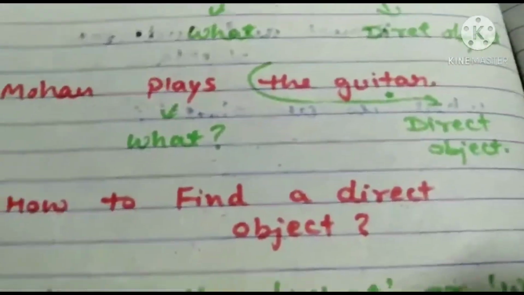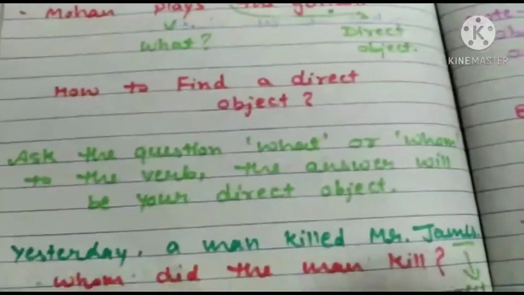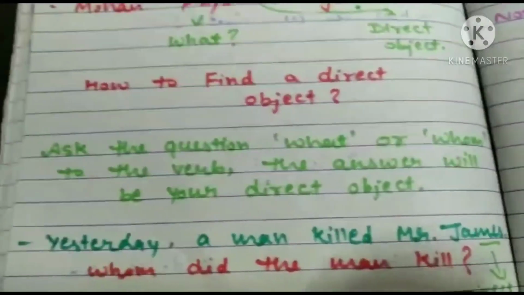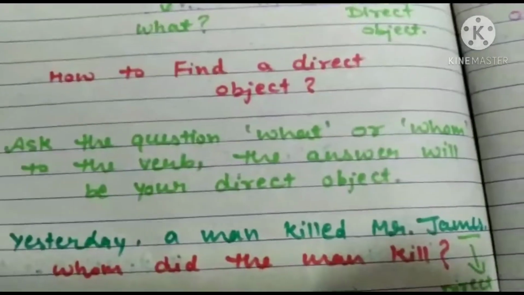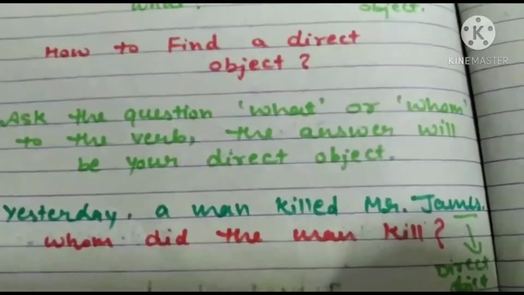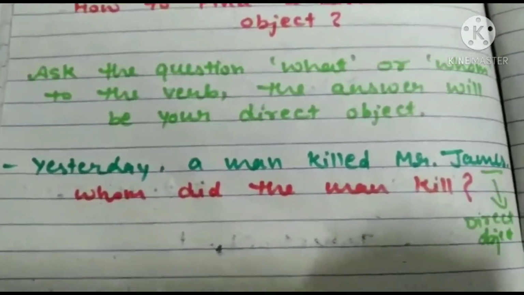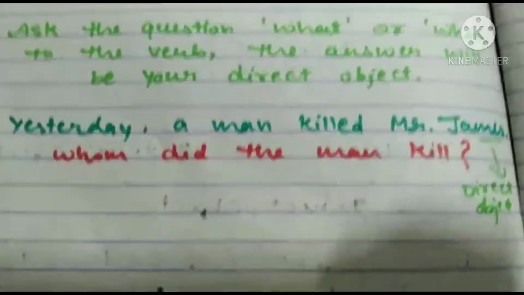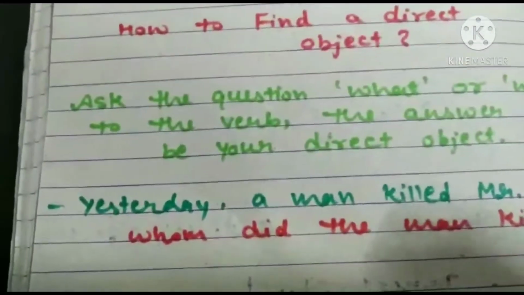Okay, so how to find the direct object? Ask the question what or whom to the verb. The answer will be your direct object. Like, yesterday a man killed Mr. James. So whom did the man kill? Mr. James. Mr. James is the direct object. I hope you understand this.